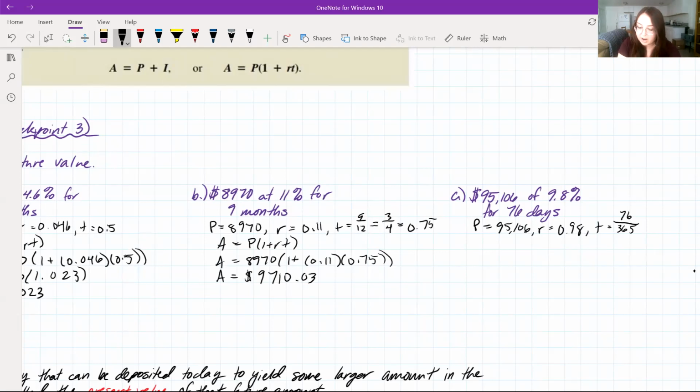All right, so now we're going to use the same equation as before, where we have A, or our future value, is equal to our principal times 1 plus our rate times our time. So we get 95,106 times 1 plus, I missed a 0 here. Our rate should be 0.098, not 0.98, because that would be 98%, and that would be a lot. So we have 0.098.